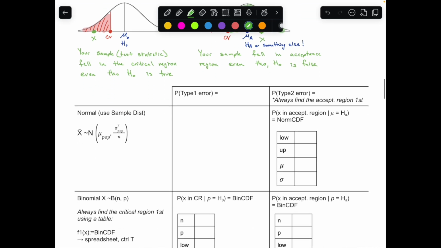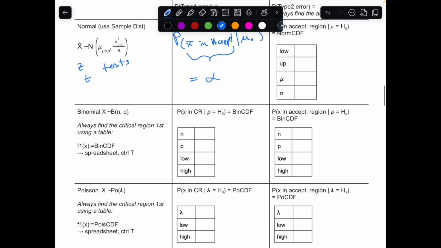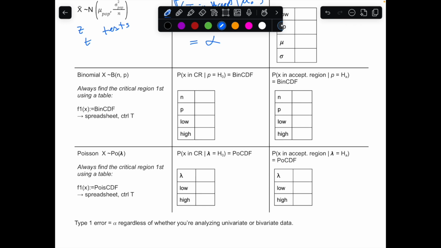In a previous video, I talked about the normal distribution, so for Z or T tests, and that the probability of a type 1 error equals the probability that your sample fell in the acceptance region, given that the null hypothesis is true. And this probability ends up equaling alpha. That is not the case for binomial and Poisson.